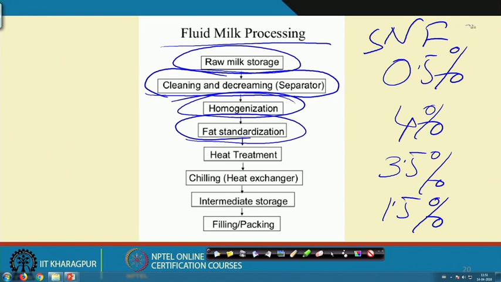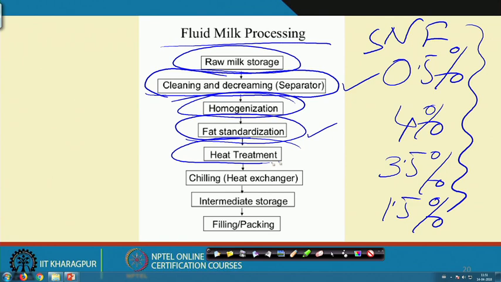That is what your end product is; that must be known, right. So, once that is known, either this stage or this stage, or both in combination, are followed, and then the heat treatment.